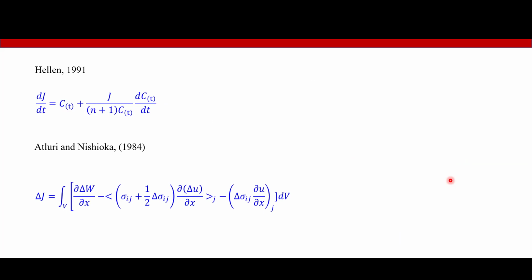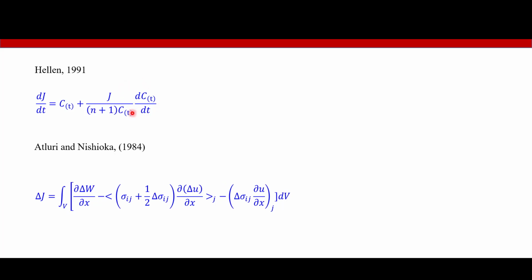So now let us look at, because C is not a crack driving force, how can we look at J and rate of change of J? Some people have given some description of rate of change of J integral. You will not find a lot of work on it. But Helen in 1991 says that dJ/dt can be described as the summation of C integral plus J divided by some values and the rate of change of C integral.